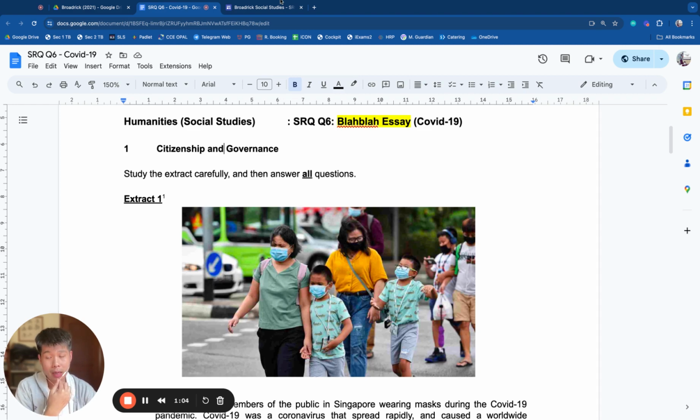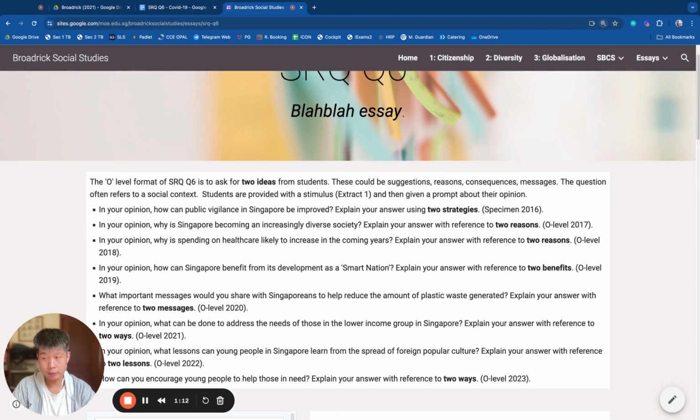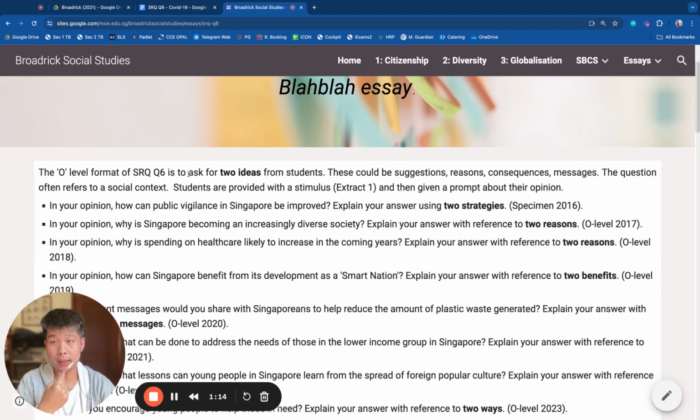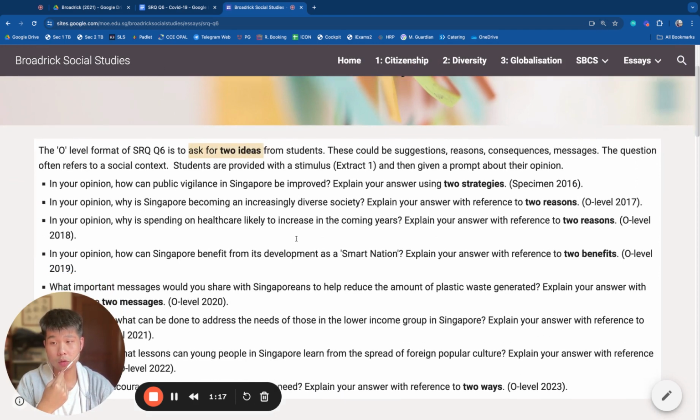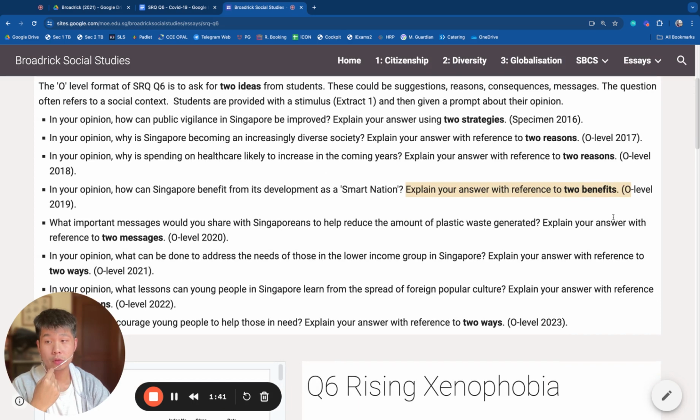So let's look at some past question 6 questions, blah blah essay questions. In O level, question 6 will ask for two ideas, and you can refer to this on the social studies website. For instance, the question from 2017 was, in your opinion, why is Singapore becoming increasingly diverse? Explain your answer with reference to two reasons. In 2019, in your opinion, how can Singapore benefit from its development as a smart nation? Explain your answer with two benefits.